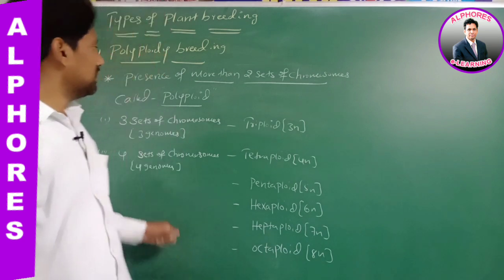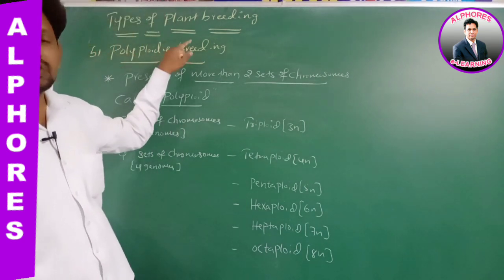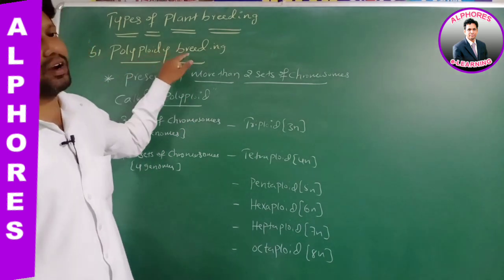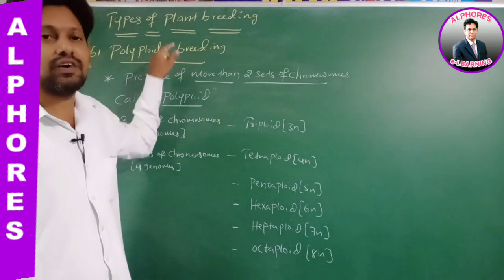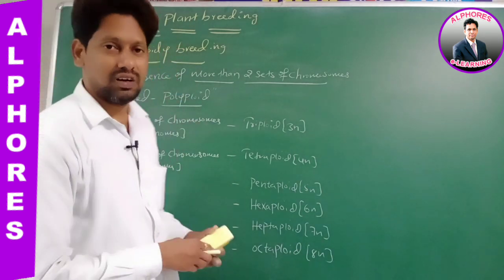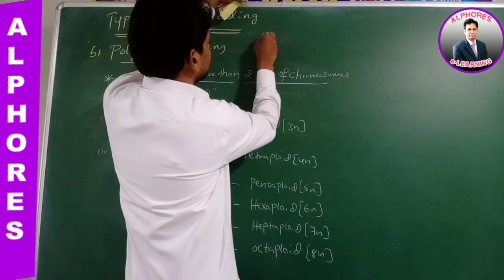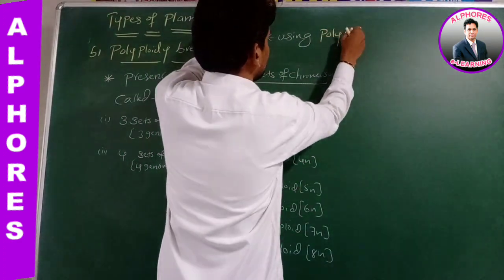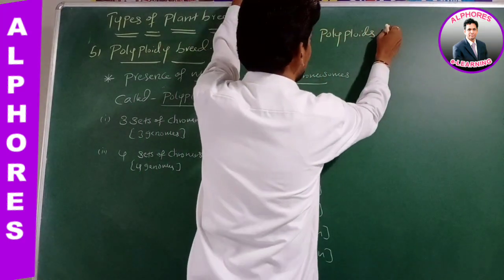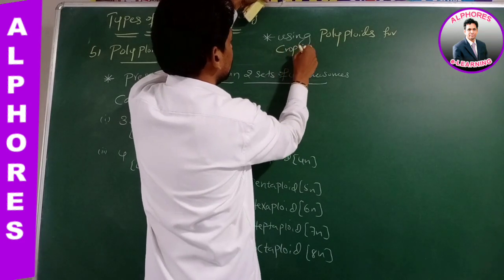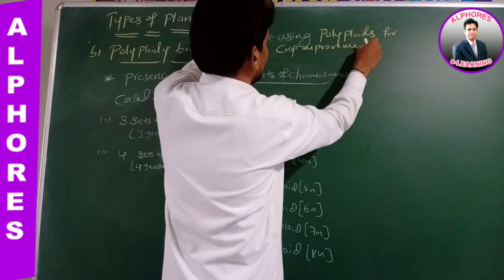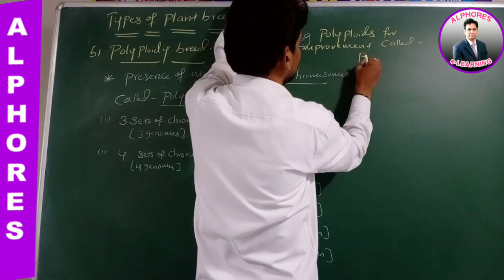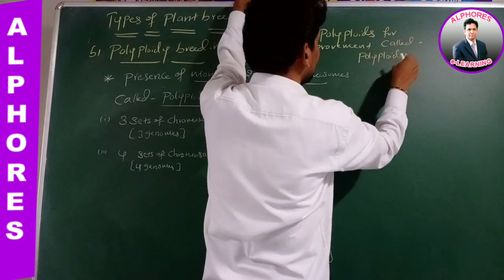Is this statement okay? We are discussing polyploidy breeding. Yes or no? Using polyploids for crop improvement is called polyploidy breeding. Therefore, using what? Using polyploids for crop improvement is called polyploidy breeding.